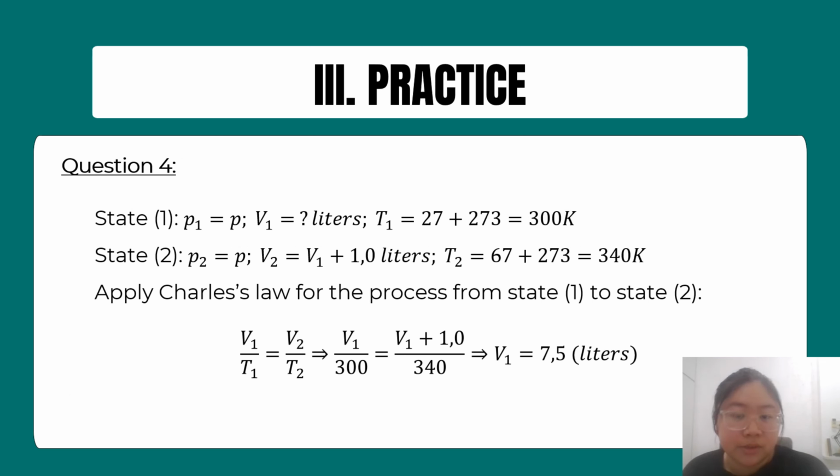Here is the solution guide. In state 1, V1 is the one that we don't know, and T1 is 300 Kelvin. And in state 2, V2 is equal to V1 plus 1 liter, and T2 is 340 Kelvin. So let's apply Charles's law for the process from state 1 to state 2. And then we can find V1 is equal to 7.5 liters.